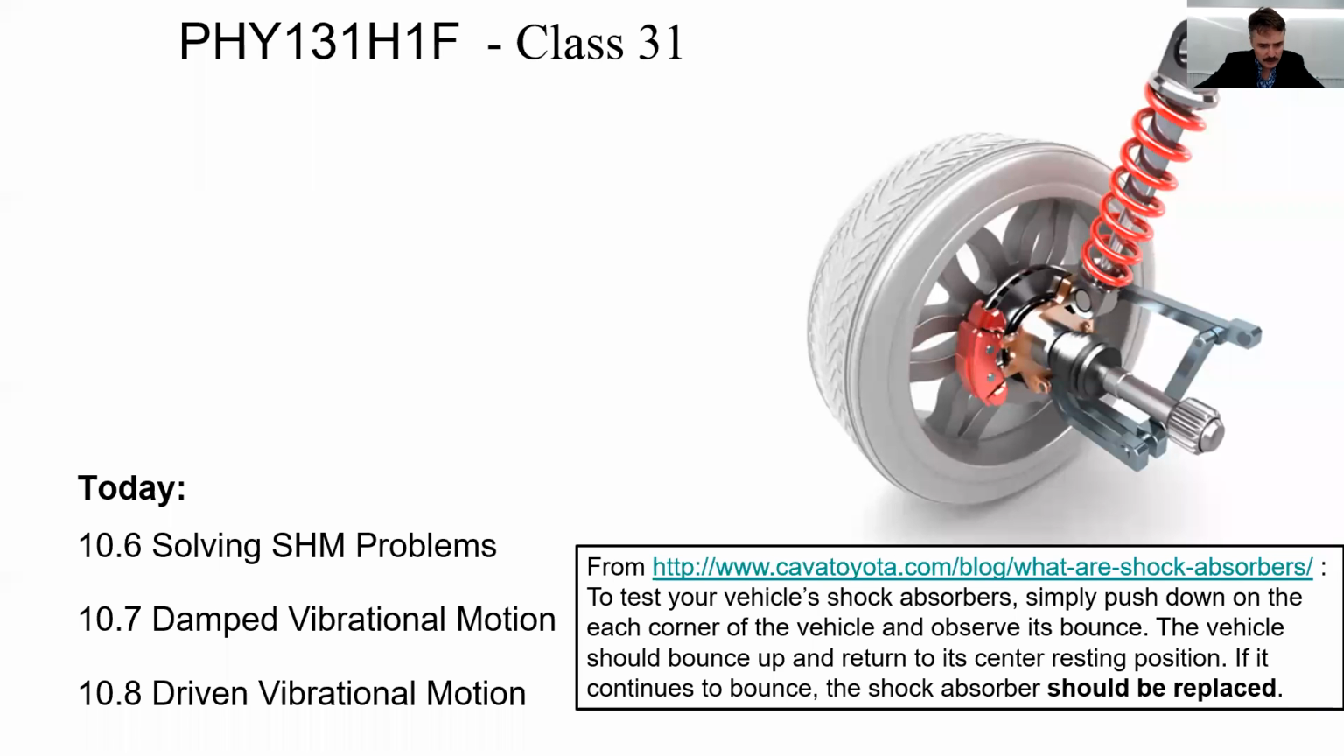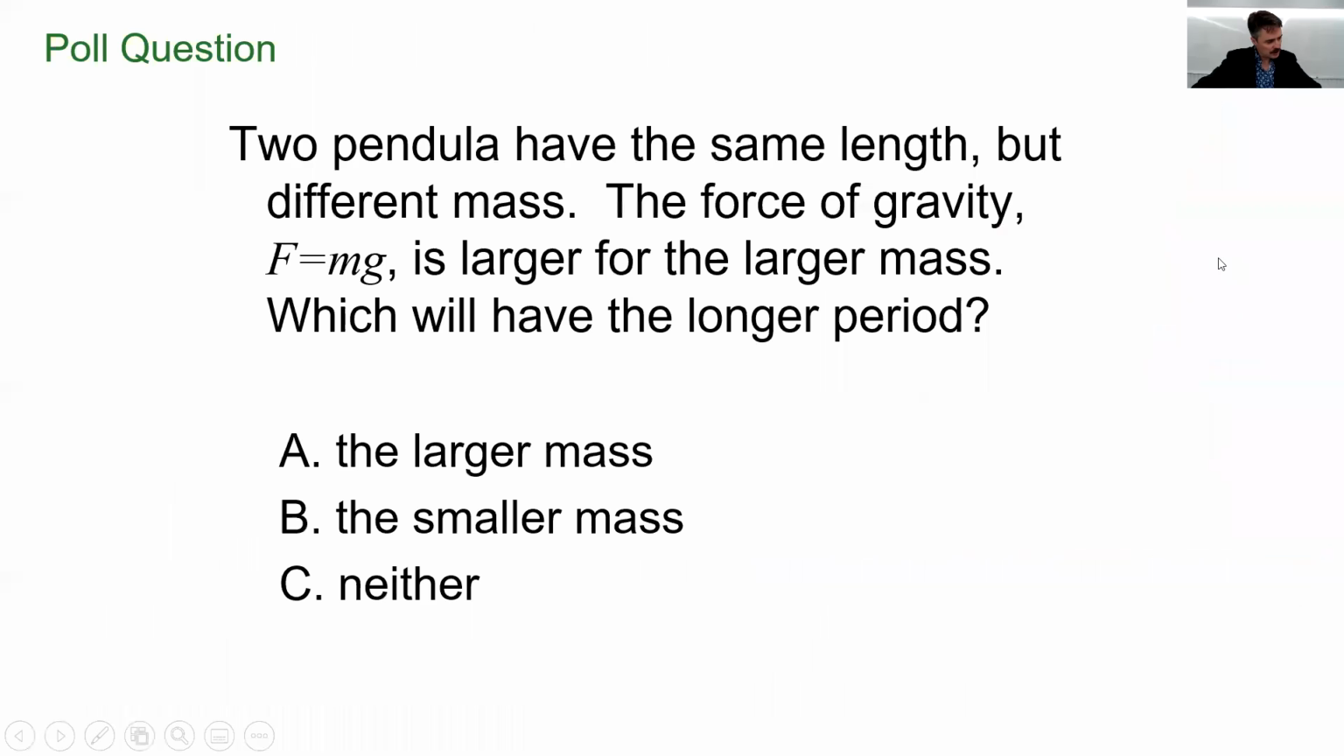Let me go through a couple more slides here. I want to start with a poll question. There's going to be a few poll questions just to get used to this, multiple choice questions, like tomorrow night's multiple choice stuff. Two pendula have the same length but different mass. So the force of gravity is larger for the larger mass, because force of gravity is mg. Which will have the longer period?